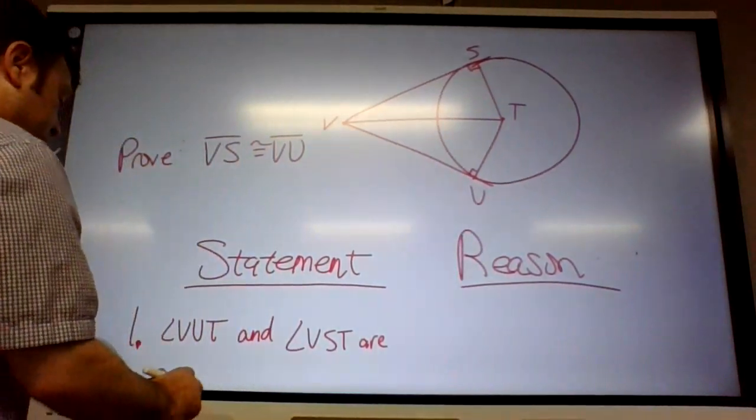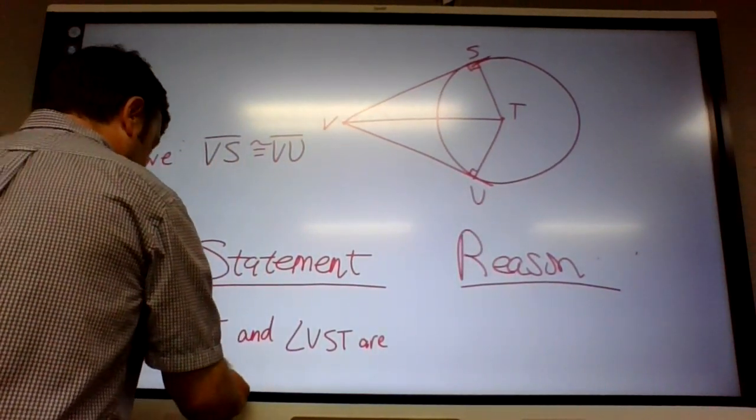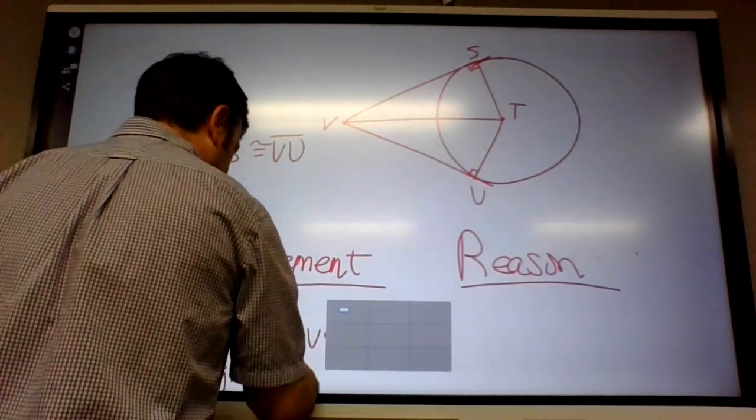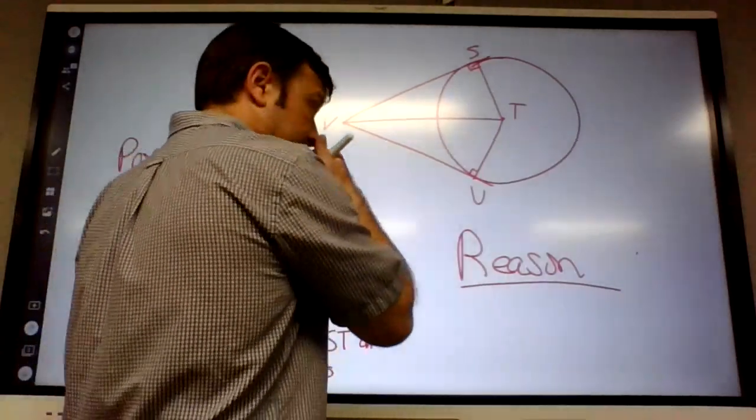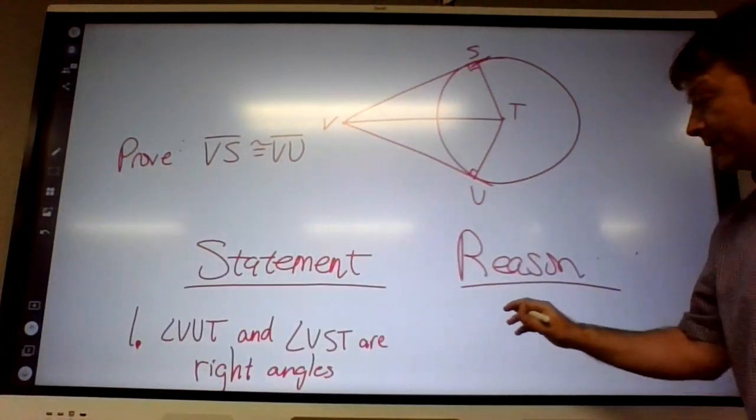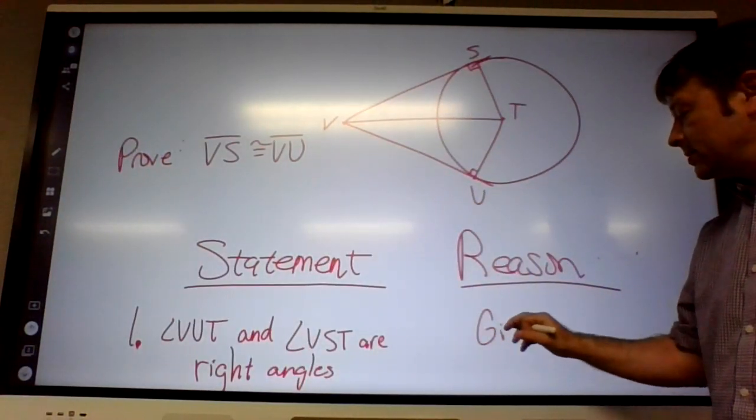Okay, so BUT and BST are right angles. We know that because they gave it to us in the pictures. That is the given.